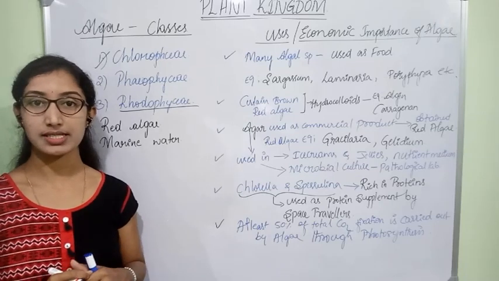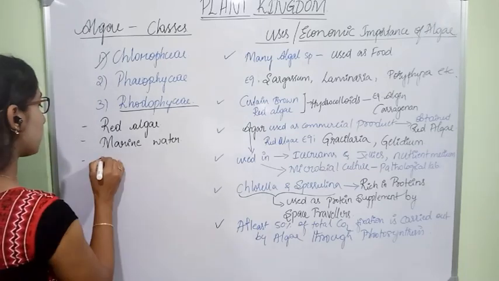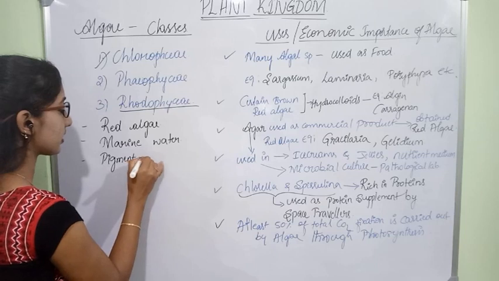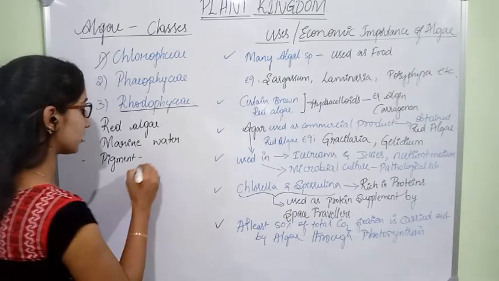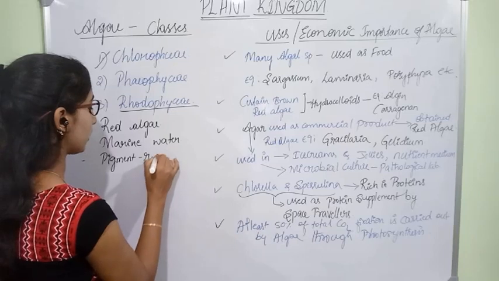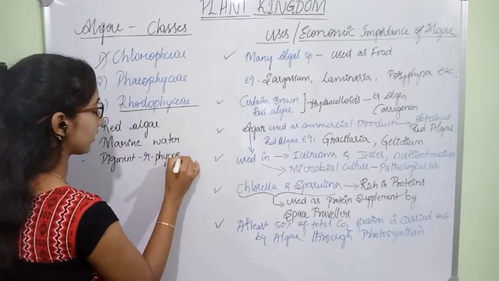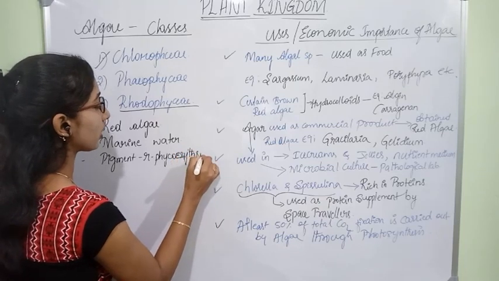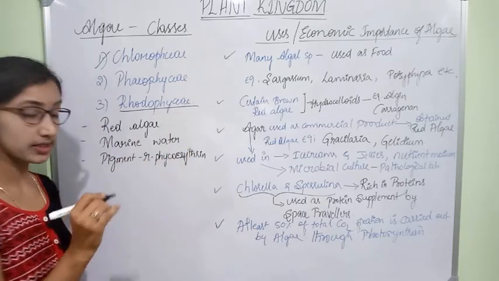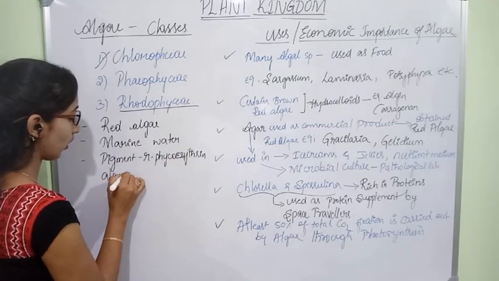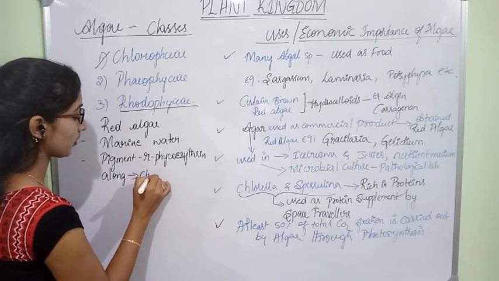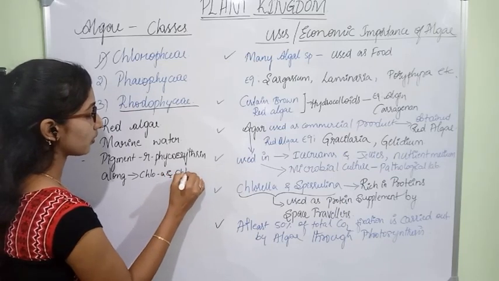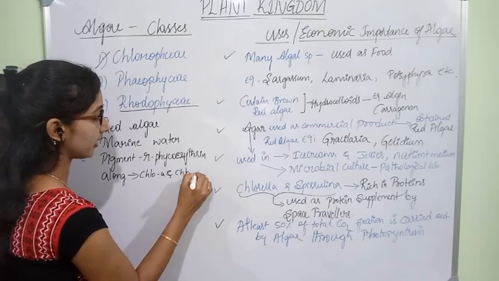So which pigment is present in Rhodophyceae? The pigment present in Rhodophyceae members is R-phycoerythrin, along with the pigments chlorophyll A and chlorophyll D.